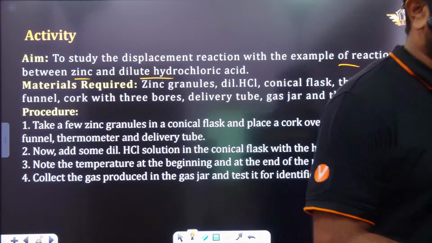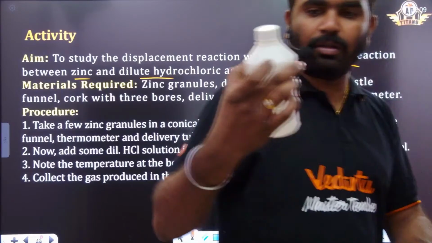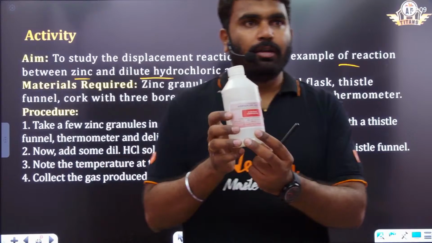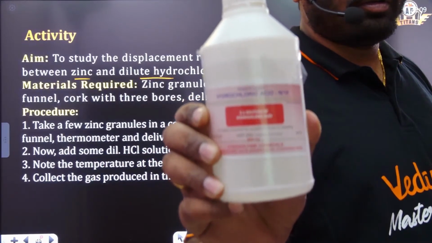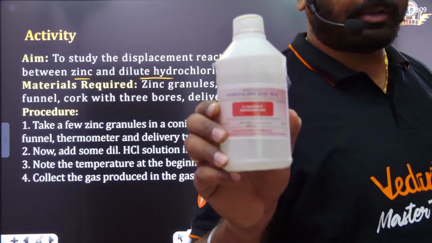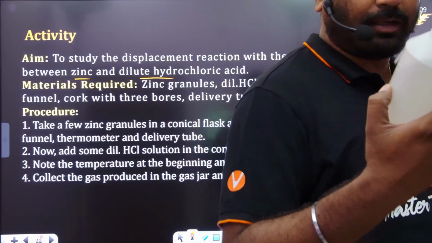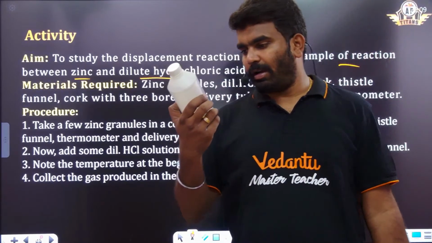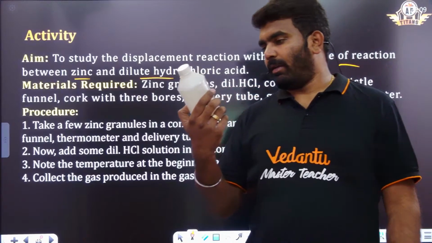So like I'll show you hydrochloric acid. So this is what, beta? This is hydrochloric acid. You can see also, like you might have observed, this is hydrochloric acid. Okay, so this is strong hydrochloric acid.